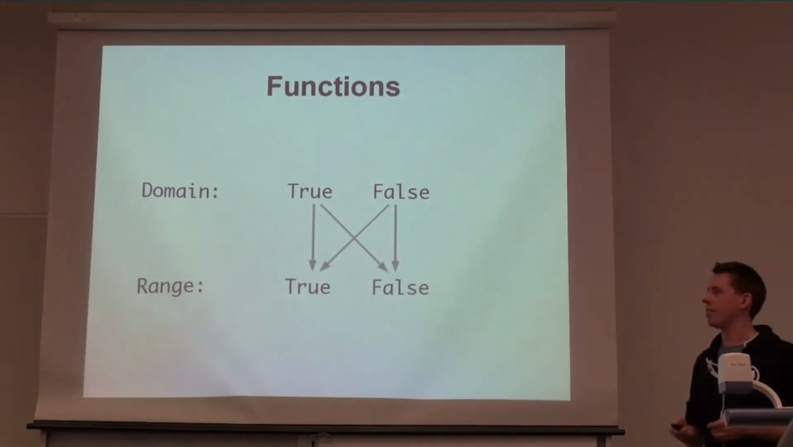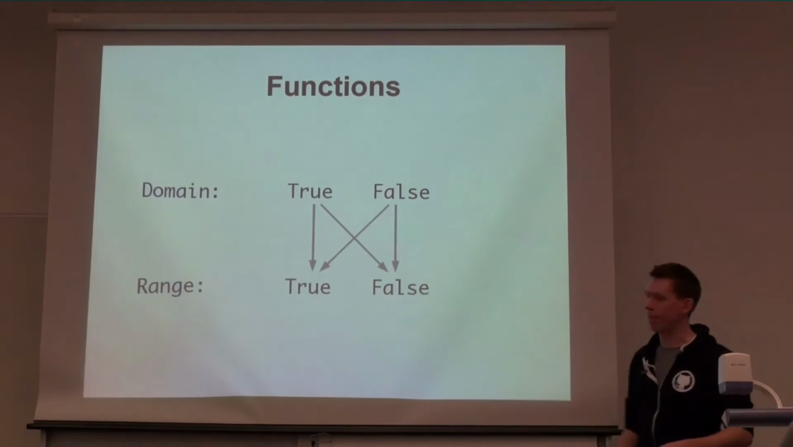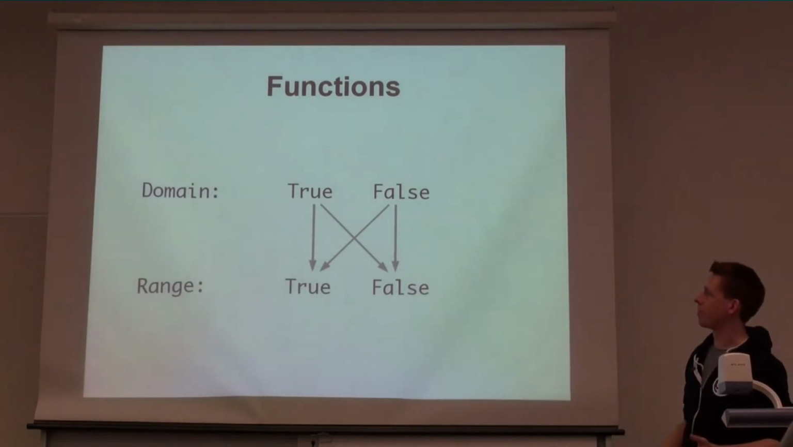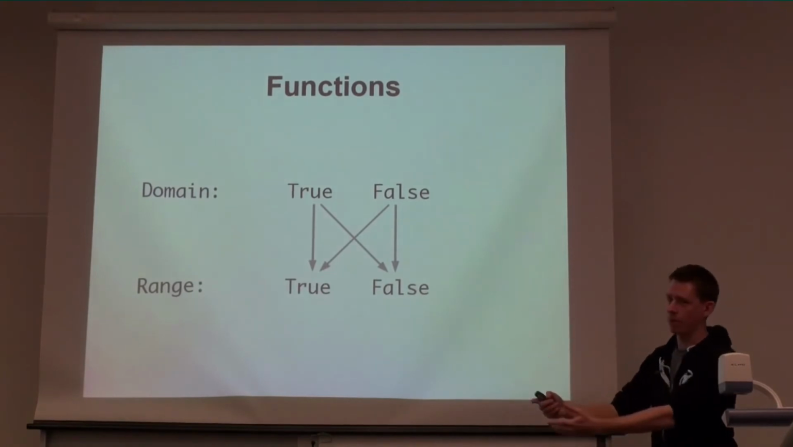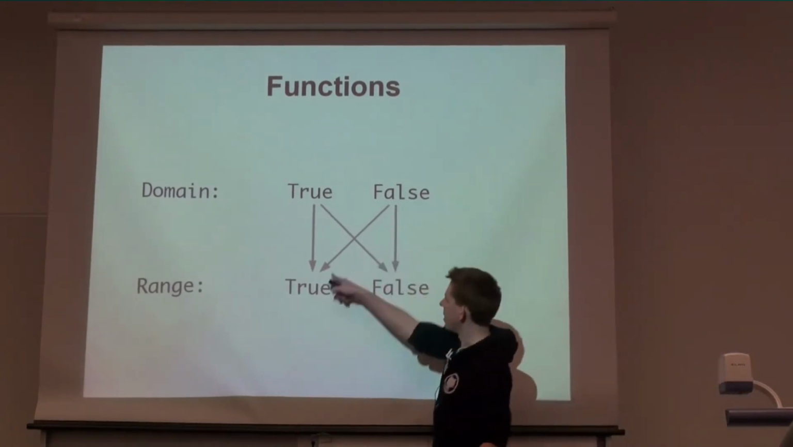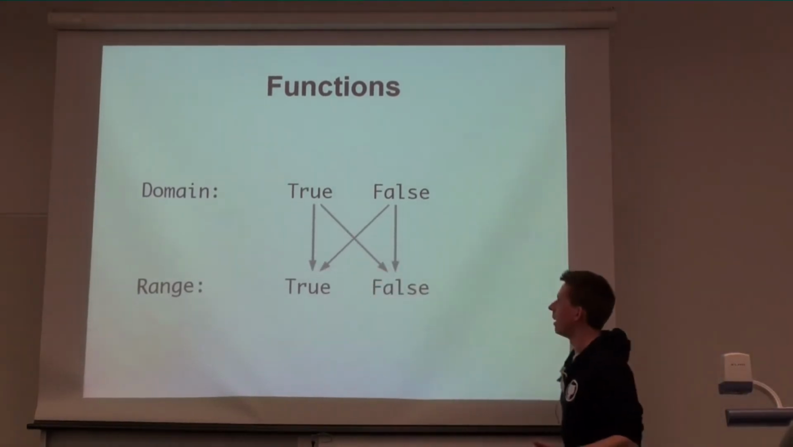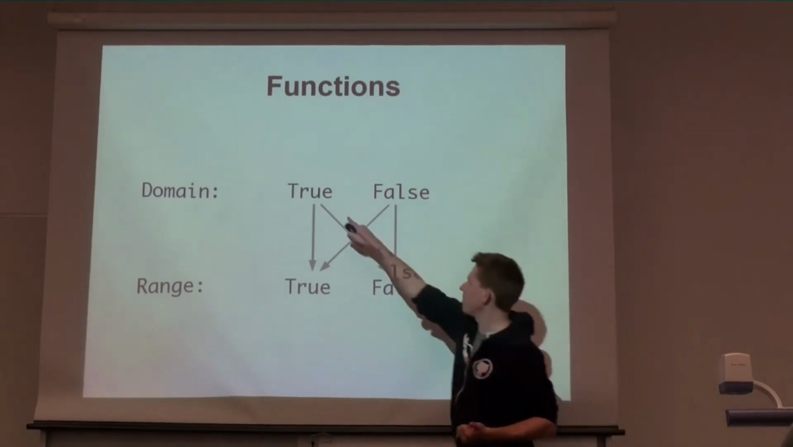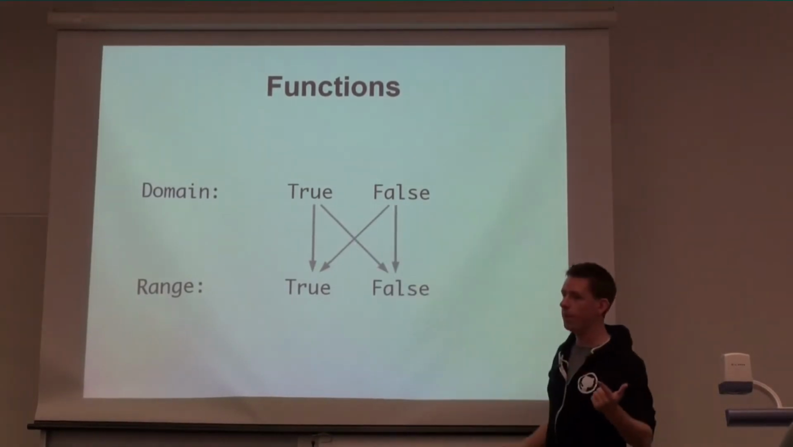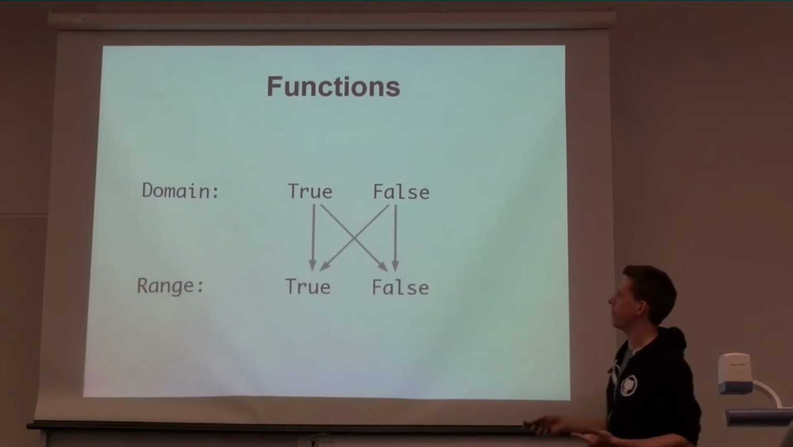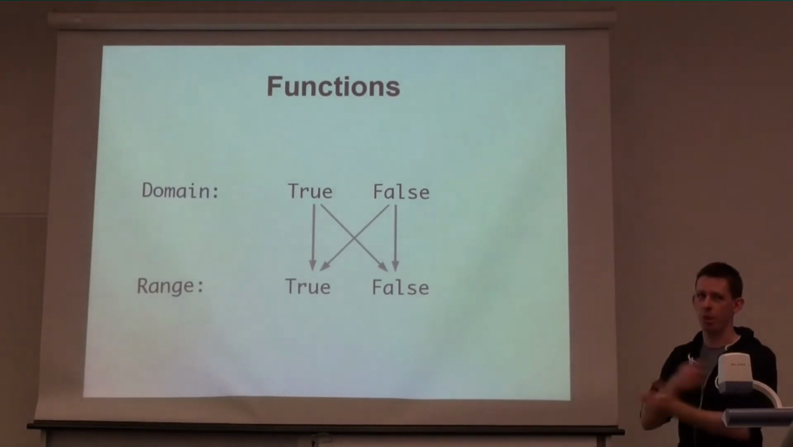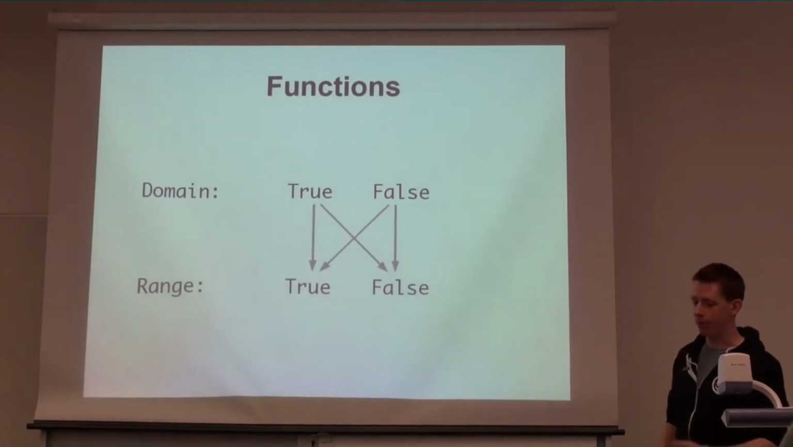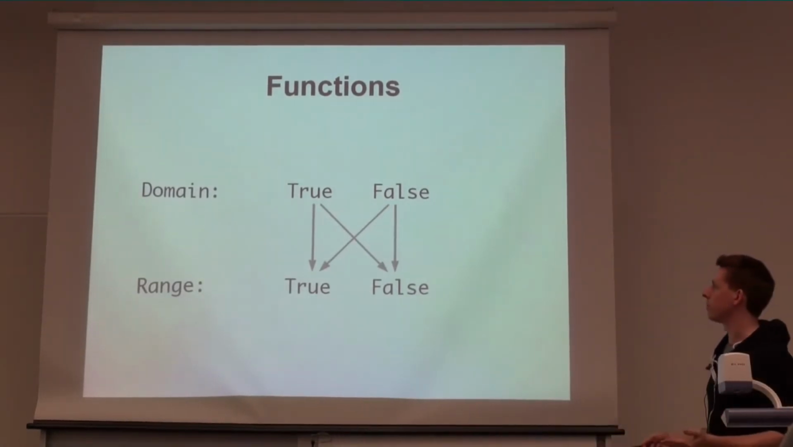So a function is just a mapping from the domain to the range. And the number of functions here, well, either both true and false could map onto true, so that's 1. Or both true and false could map onto false down here, so that's 2. Or you could have the identity function, where true maps to true and false maps to false. Or you could have the function which swaps true and false. So there are 4 different functions from bool to bool.